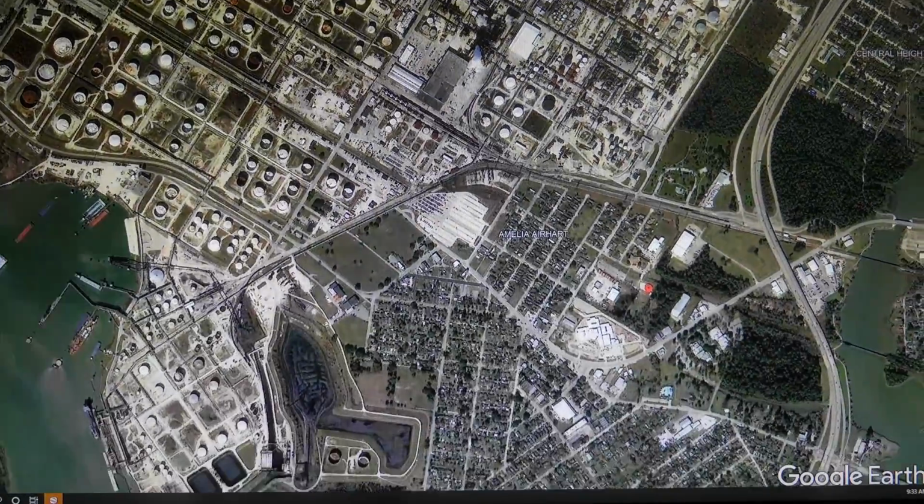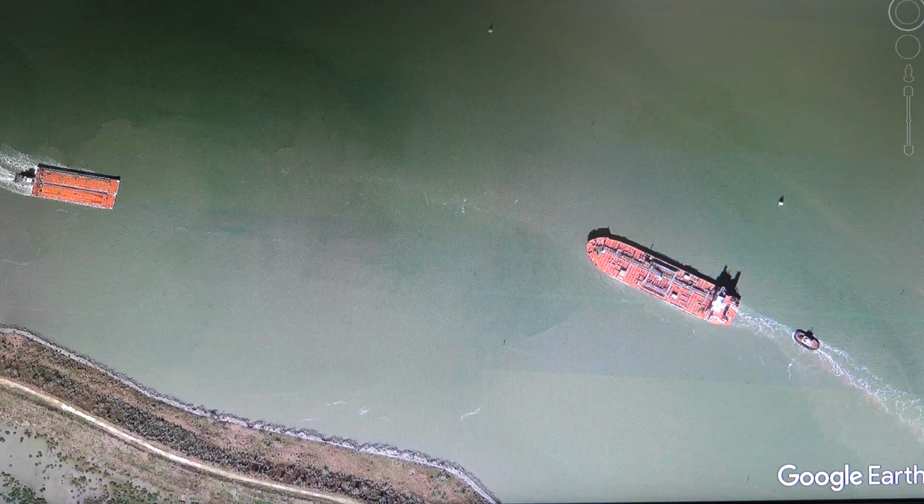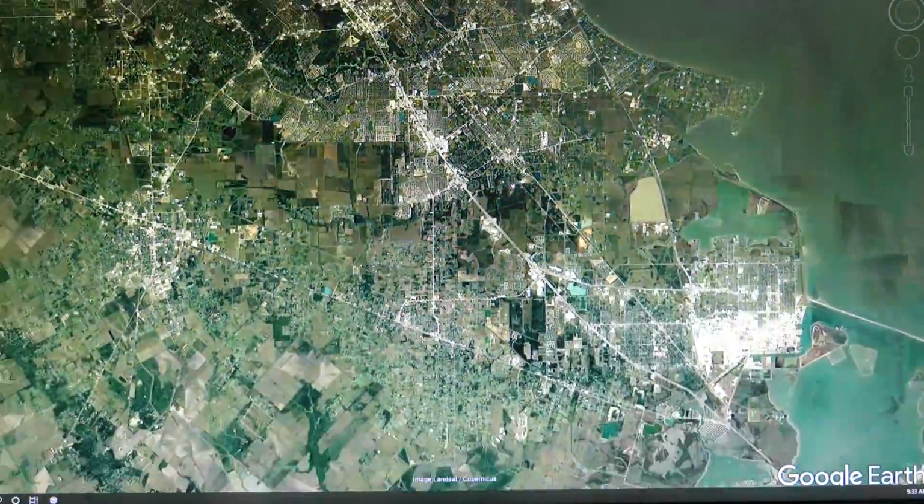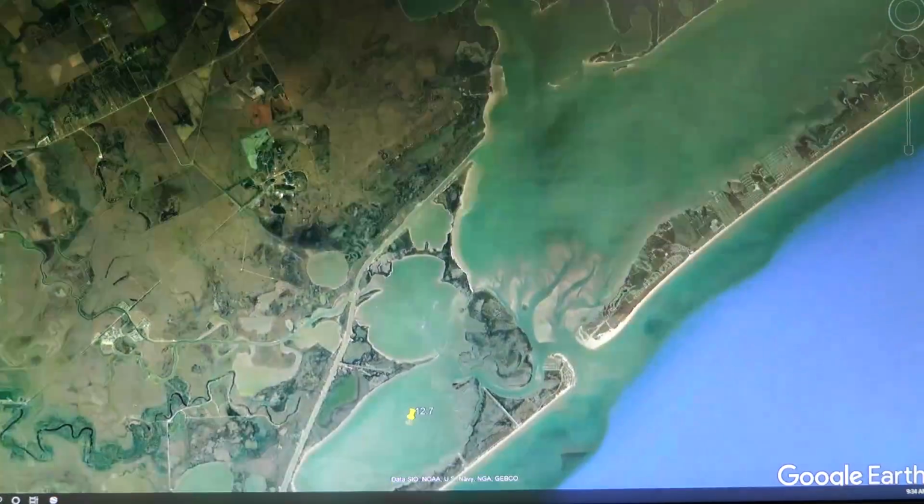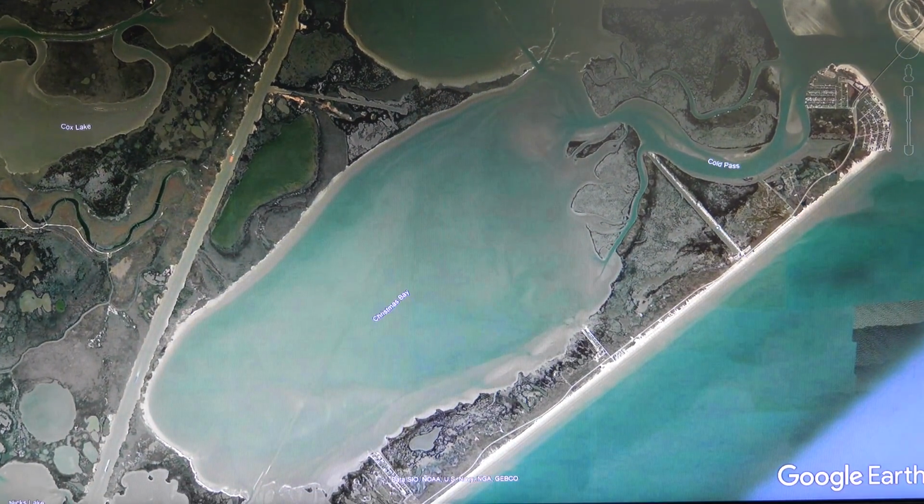Let's take a closer look at the transport vessels. We have a barge on the left and a ship on the right. The ship is an ocean-going vessel. The barge is confined to the intercoastal waterway. So what is the intercoastal waterway? This view will explain the difference.